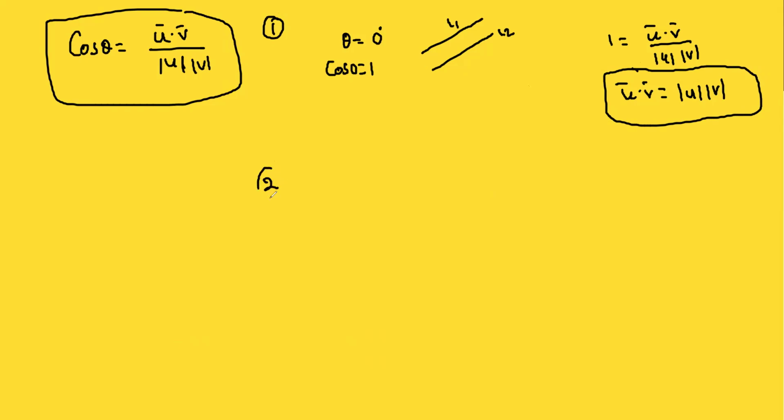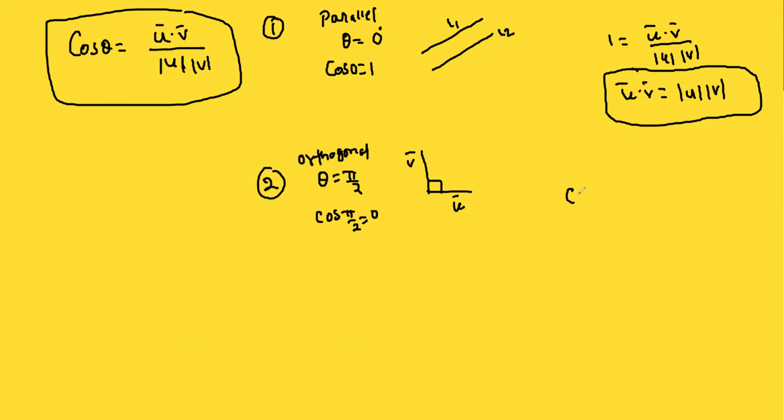If theta is equal to 90 degrees, it means the vectors are perpendicular. Yes or no? 90 degrees means perpendicular, and sometimes they call it orthogonal. So that is the condition of parallel and the condition of orthogonal. cos theta at 90 degrees is zero.